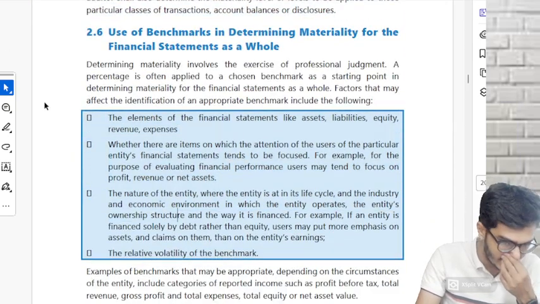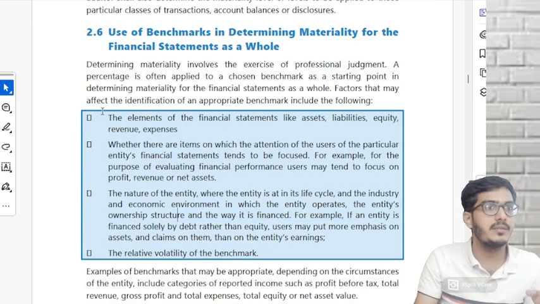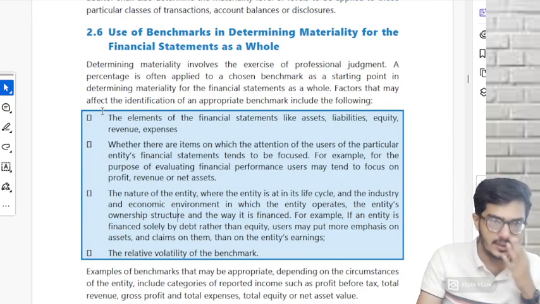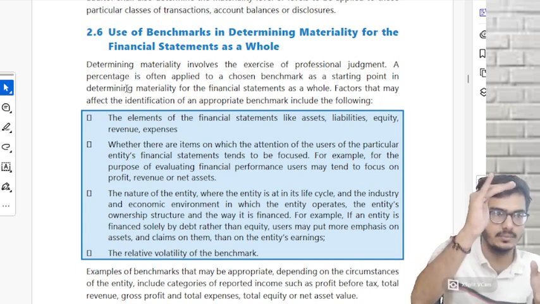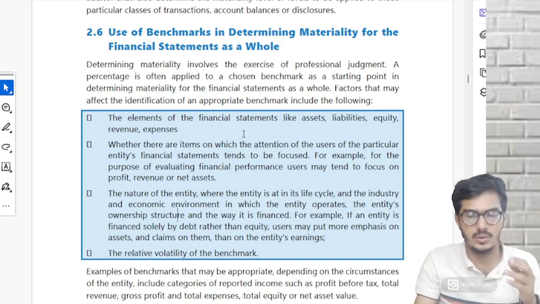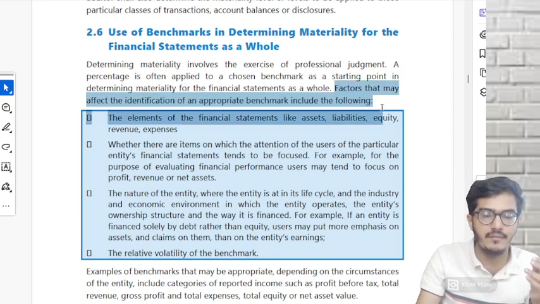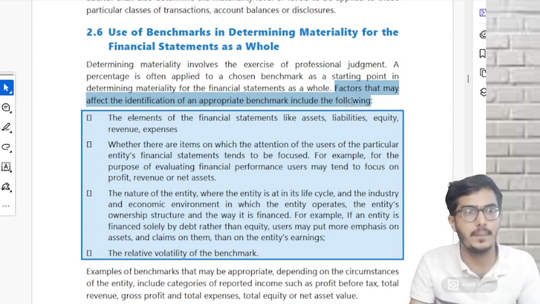What is this particular mug question? Whenever you set these materiality, use some benchmarks. Whenever you set materiality, you use some benchmark. Benchmark, you understand, like a standard. Similarly here also, they're telling factors that may affect the identification of the appropriate benchmark.